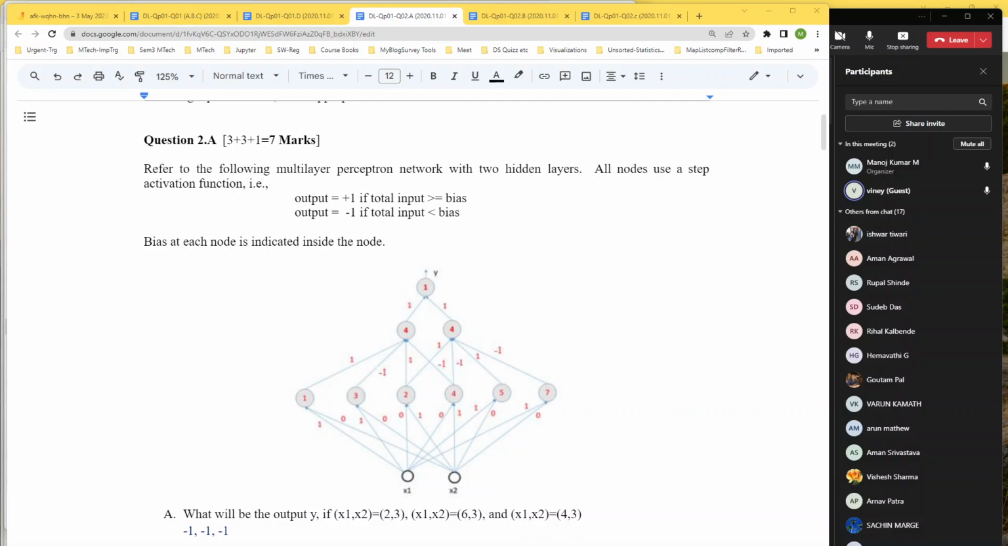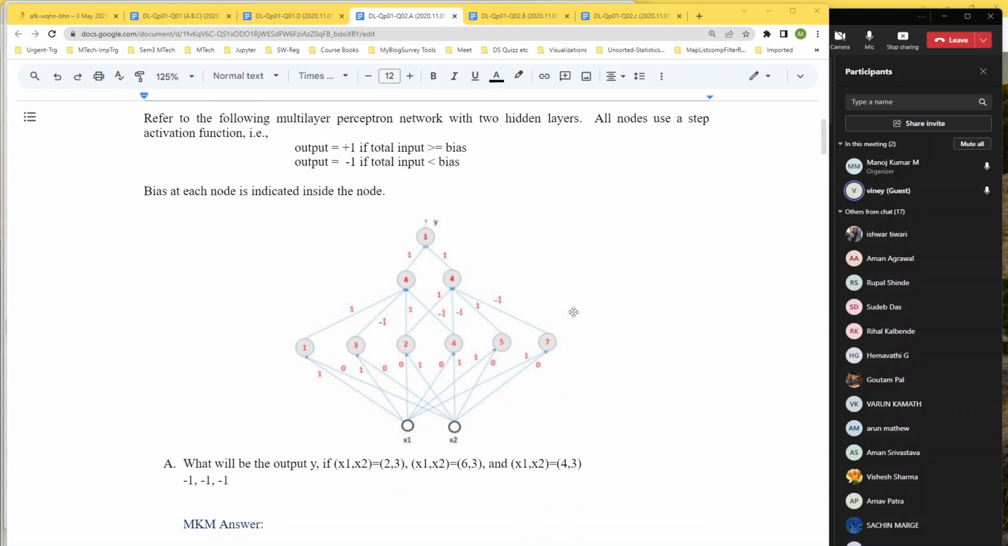Consider the following multilayer perceptron with two hidden layers. All nodes use a step activation function: output plus one if the total input is more than the bias, and output minus one if the total input is less than the bias. The bias is indicated inside each node.